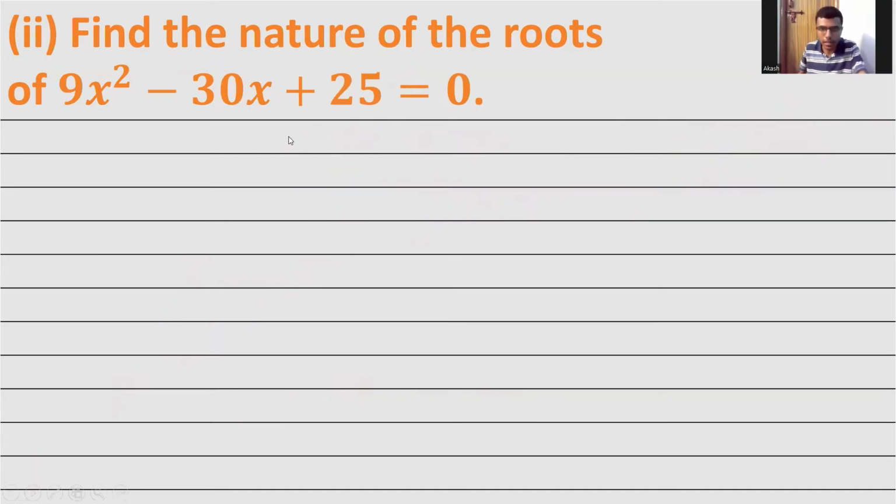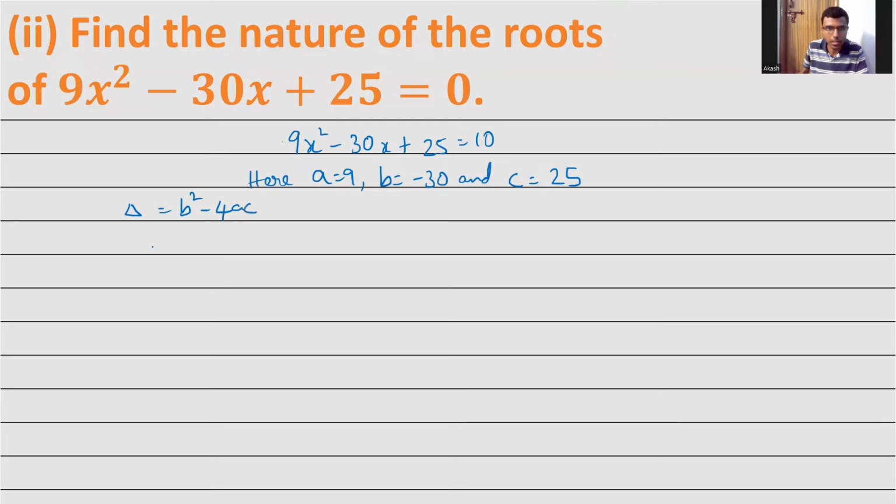In this one we have 9x square minus 30x plus 25 is equal to 0. Here a is equal to 9, b is equal to minus 30, and c is equal to 25. Okay, now let's find out delta. Delta is nothing but b square minus 4ac. It's nothing but minus 30 whole square minus 4 into 9 into 25.